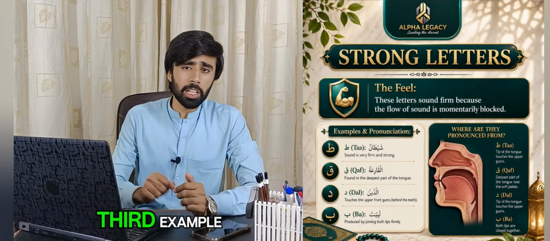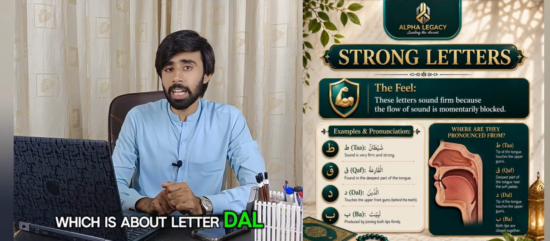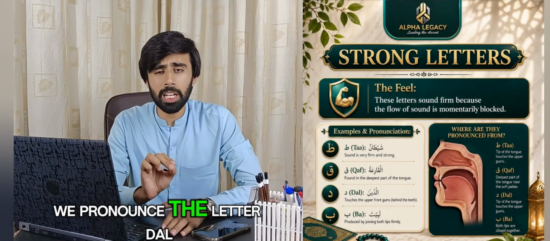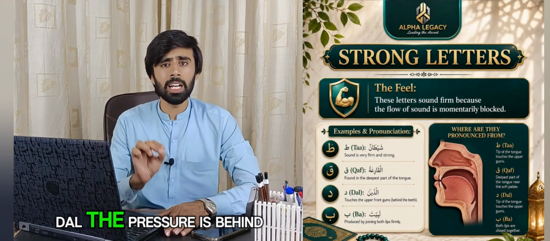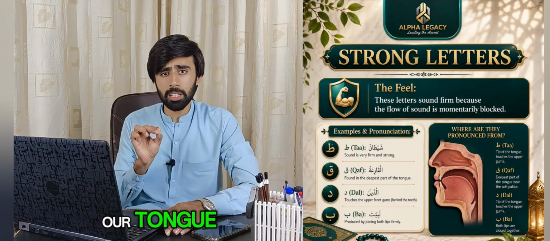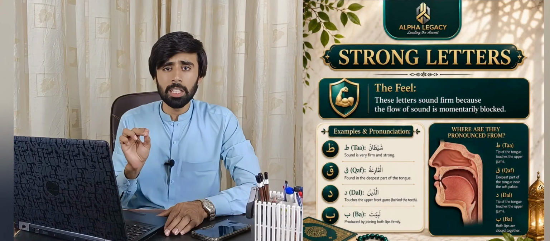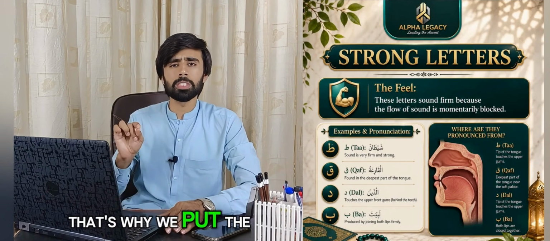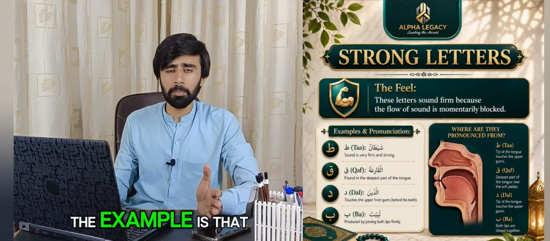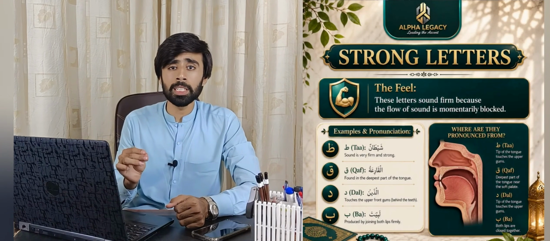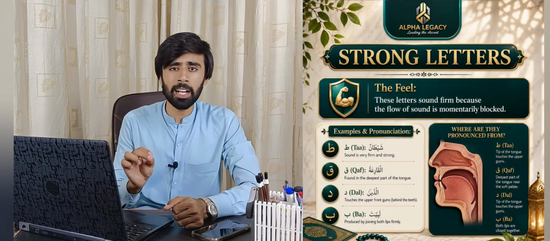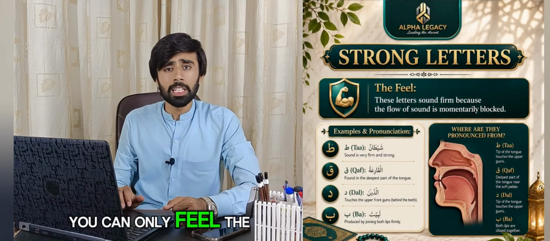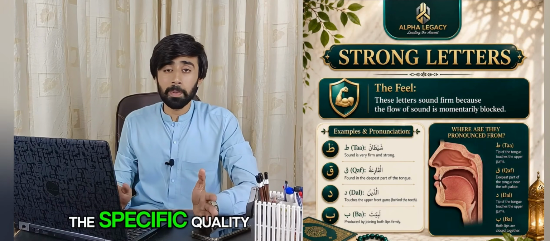Okay. Now move to the third example, which is about the letter dal. The makhraj of the dal is the tip of the tongue, and you can see when we pronounce the letter dal, the pressure is behind our tongue, and the sound is blocked and firm. That's why we put the dal in the strong letters. The example is Maliki Yawmiddin in Surah Al-Fatiha, Maliki Yawmiddin, Deen. You can only feel the sound and put the letter in the specific quality.